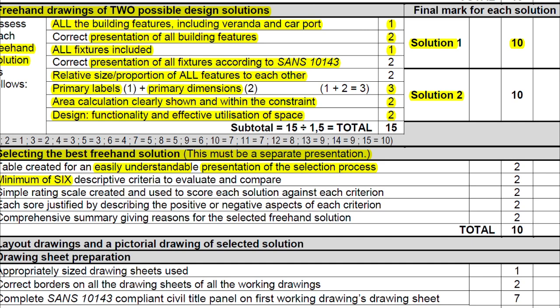Simple rating scale created and used to score each solution against each other. I'll show you this. This is going to be very easy to do. Each score is justified by describing the positives or negatives of each criterion. Sorry, that's a spelling mistake. Again, that's just a simple comment on the side. So just have a comment side and then a summary at the end. All of that adds up to 10. So here you can see you've got 30 marks up for grabs just in your design part. So let's look at a couple of examples.